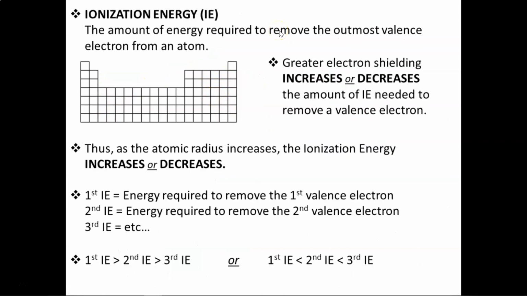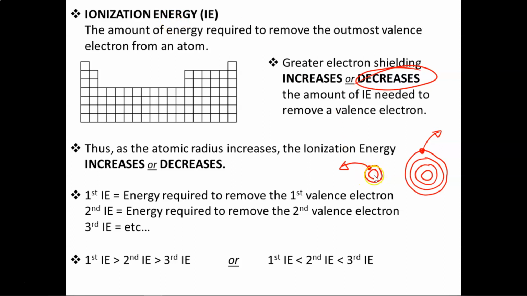So the next trend we'll be looking at is called ionization energy. This is the amount of energy required to remove the outermost valence electron from an atom. Greater electron shielding decreases the amount of ionization energy needed to remove a valence electron. With greater electron shielding, it becomes more difficult for the nucleus to hold on to the electron. And so the further away the electron is, the easier it is to rip off the electron, the less energy required to rip off that electron, lower IE.